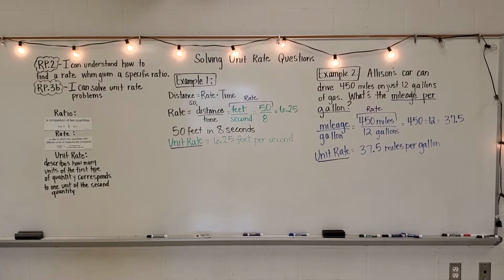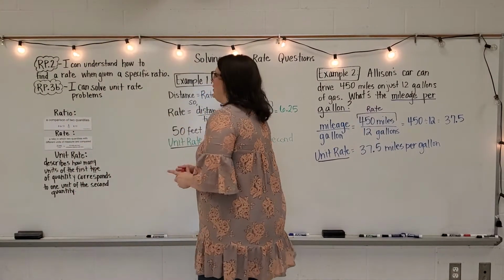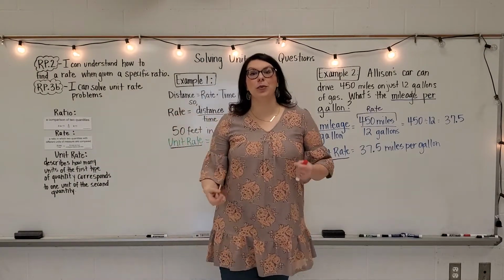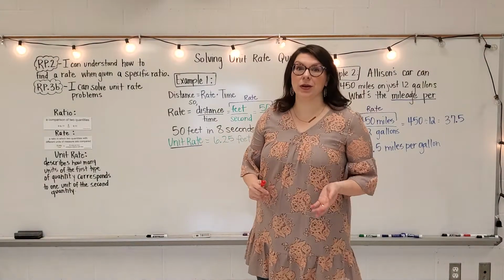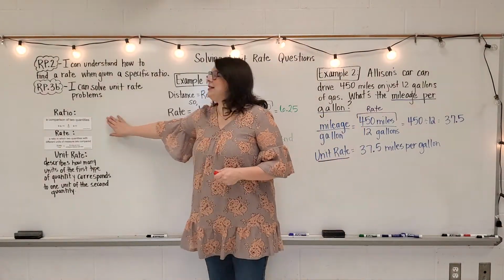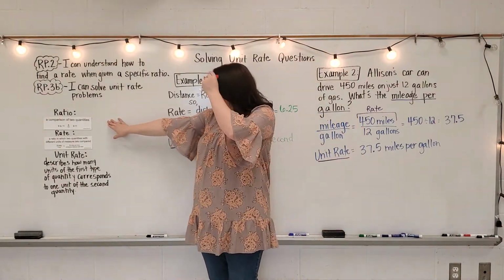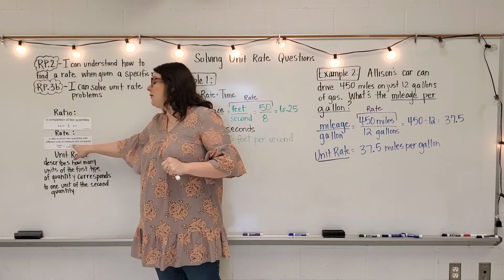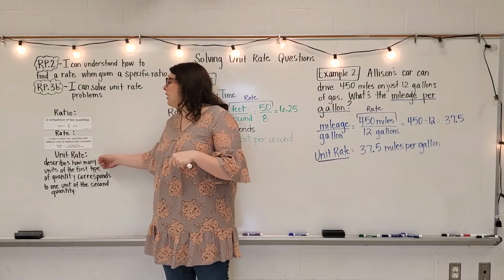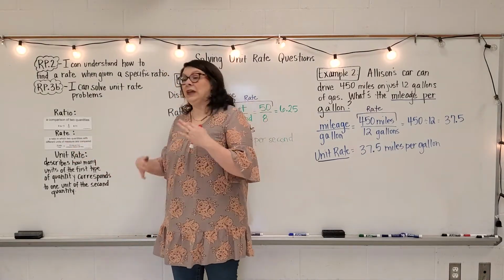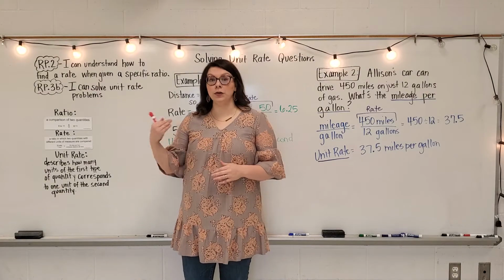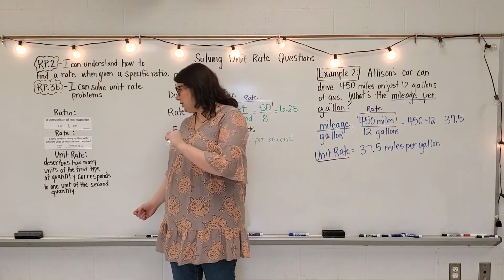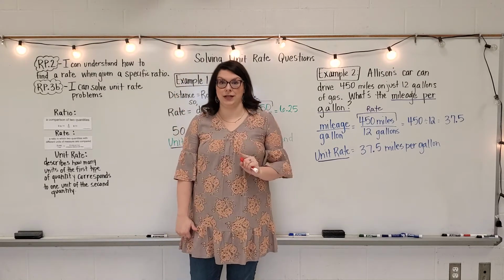Hey, sixth graders, today we are going to continue with RP3B and we are going to solve unit rate problems. Okay, so just as a quick review, a ratio is a comparison of two quantities. It becomes a rate when the two quantities are different units of measurement. And then it becomes a unit rate when, within those two quantities, we're trying to see how many of the first quantity corresponds with 1 unit of the second quantity.